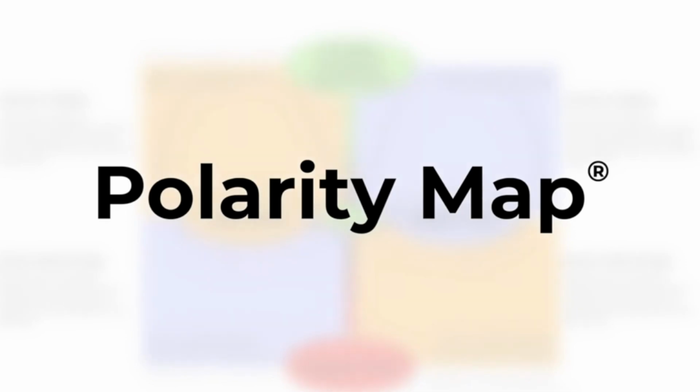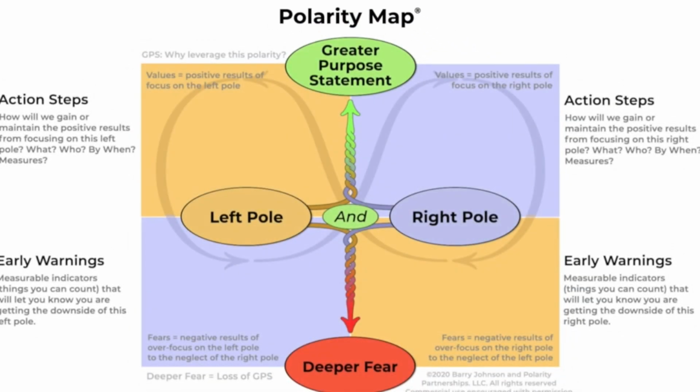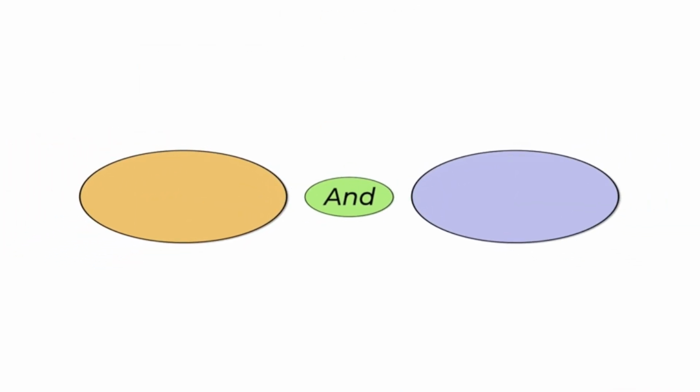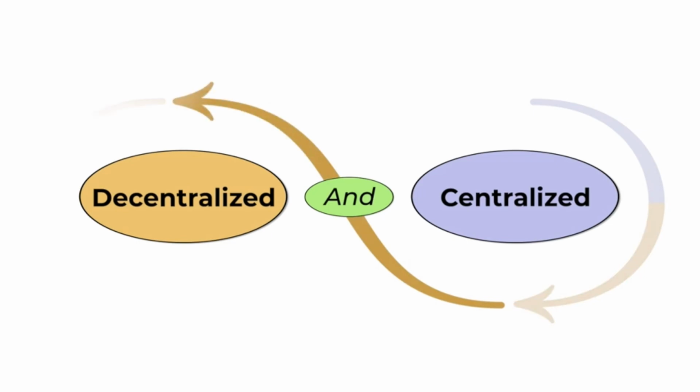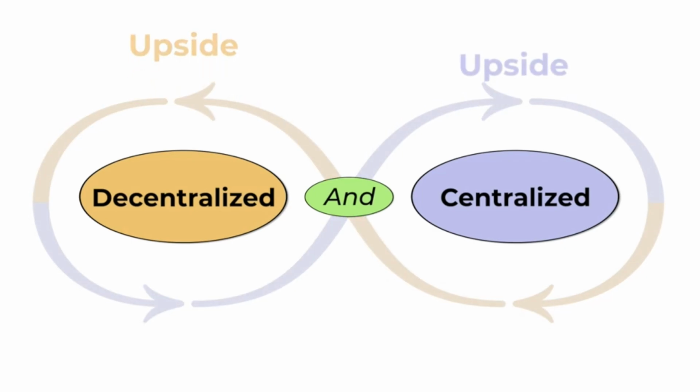A polarity map gives you a more complete picture of a polarity, helping you understand how all polarities work. A polarity has two poles connected by an "and." In this example, we'll use the polarity decentralized and centralized. The polarity's energy system flows between and around the two poles to form an infinity loop. Each pole has an upside it brings to its relationship with the other pole.